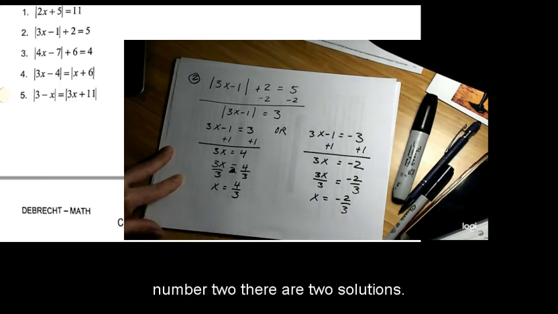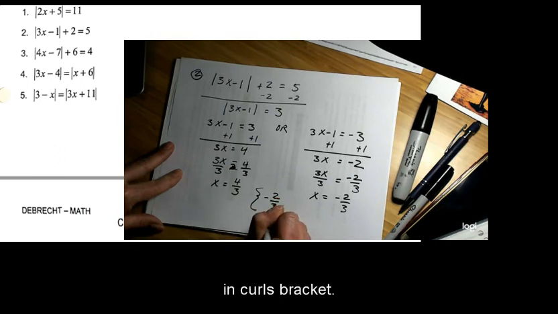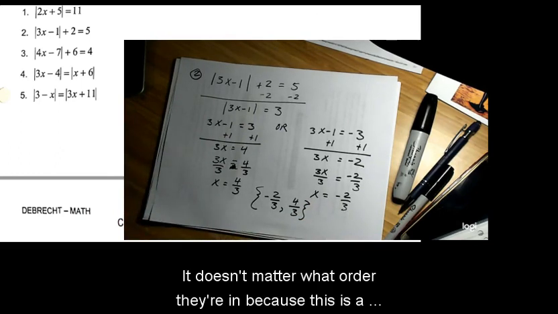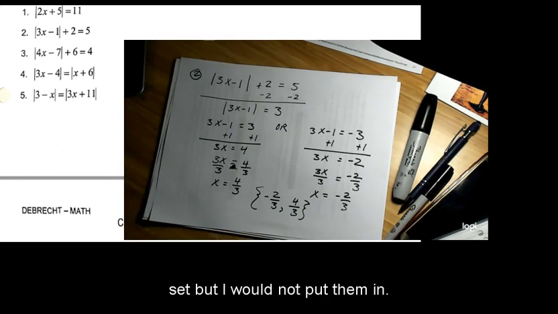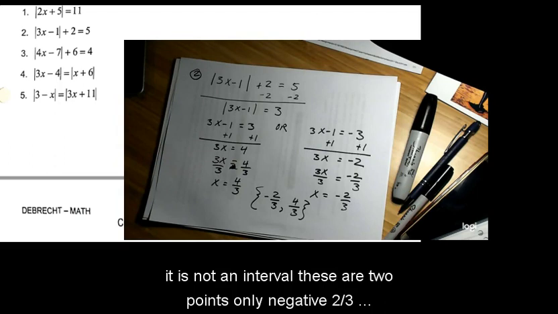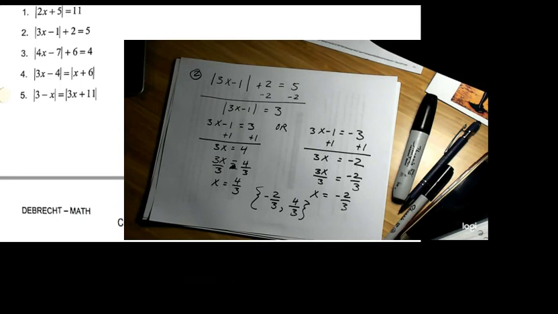There are 2 solutions. I could show this solution set by writing these 2 answers in curled brackets with a comma in between. It doesn't matter what order they're in because this is a set, but I would not put them in round parentheses or square parentheses because it is not an interval. These are 2 points. Only -2/3 and only 4/3 will solve that problem.